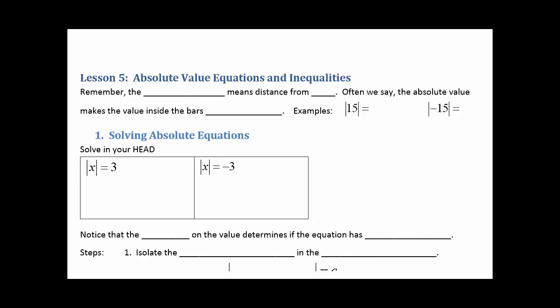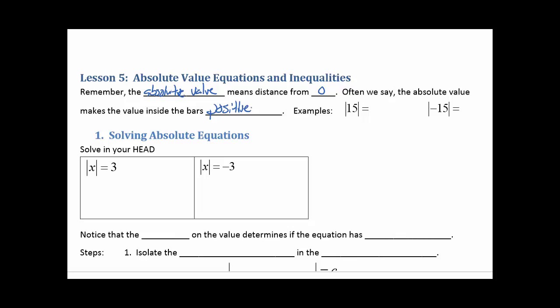All right, in lesson 5, we're going to talk about absolute value equations and inequalities. So think back to what absolute value actually means. The absolute value itself means distance away from 0. Often we say that the absolute value makes the inside of the bars positive. Sometimes students think it just makes everything positive, but really we're referring to the fact that it's the distance away from 0 that matters.